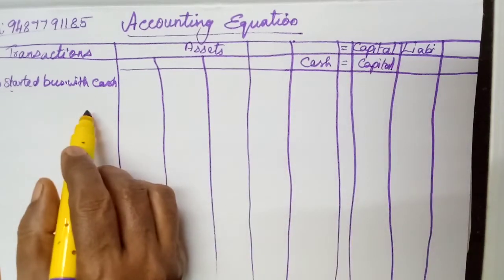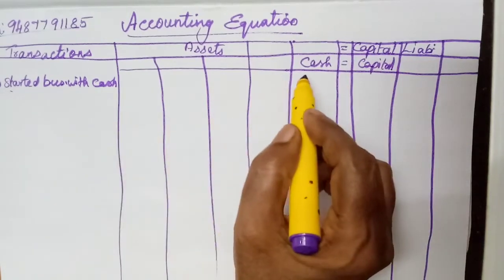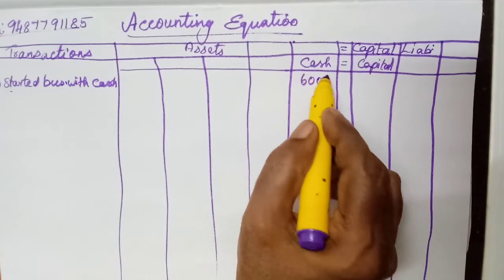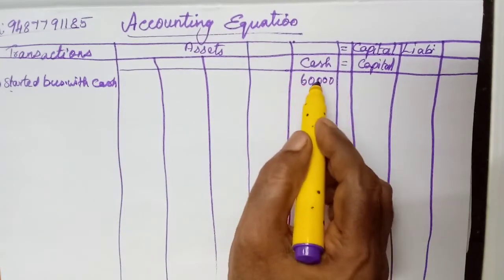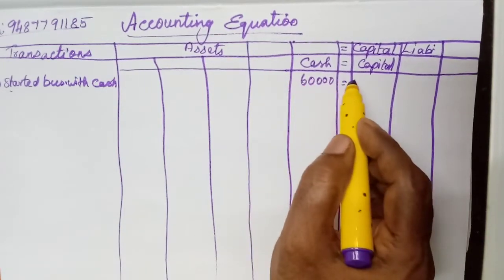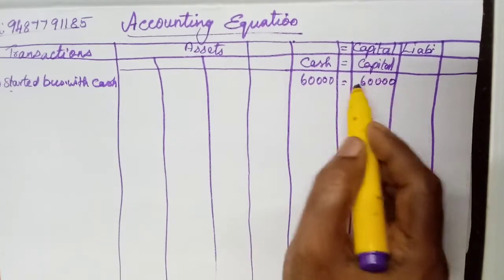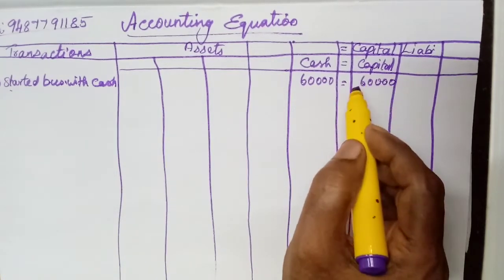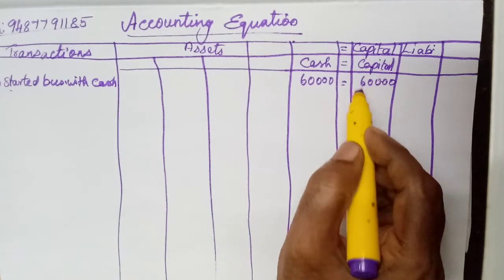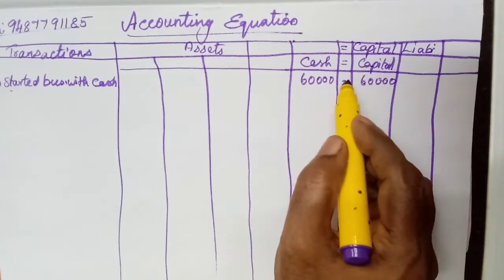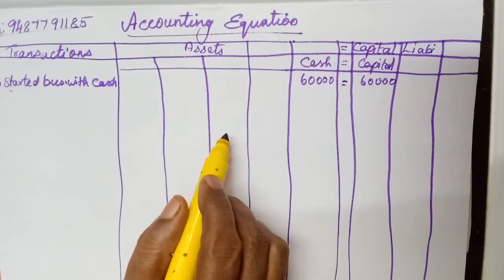How much is the cash? 60,000. Write clearly, leave a little space here, start from the end. Equal to capital also 60,000. On the left side you should leave a little space. If it is 2 lakh, 3 lakh, like that you should write here. Now the first one is over.